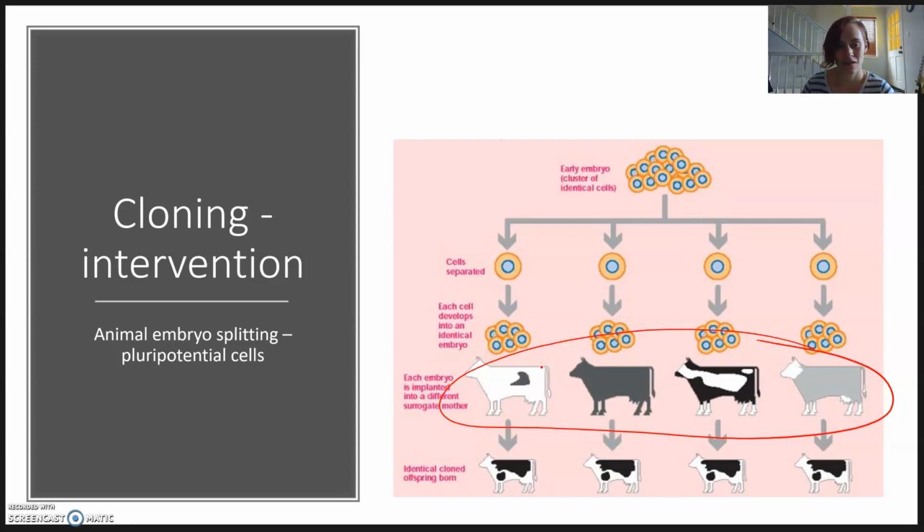But the disadvantage of this method to produce a number of clones is that you actually don't know at the zygote stage what kind of phenotypic features you are going to get. You don't know whether that cow is going to be very muscly or very small or diseased or something like that. So not the most efficient way of doing things.